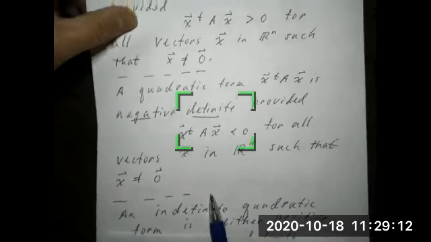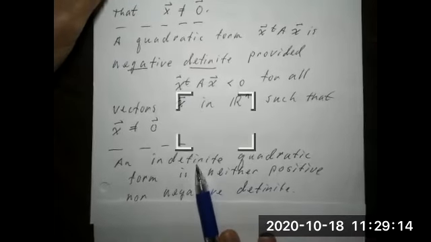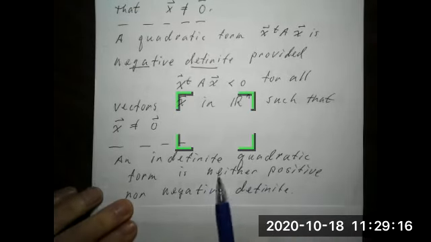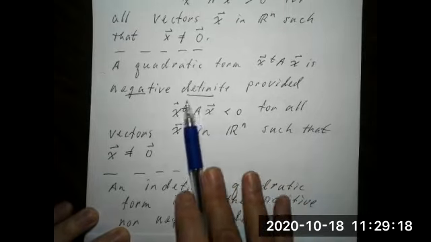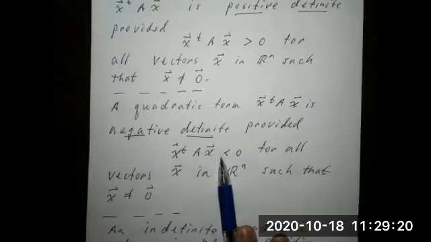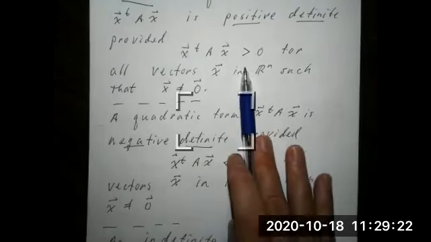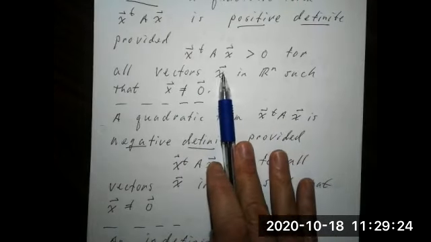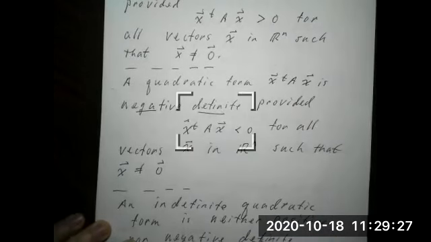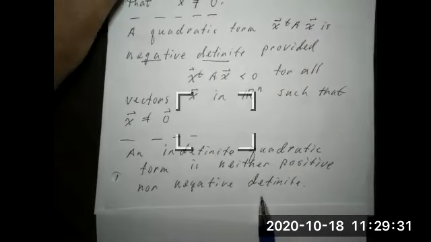An indefinite quadratic form is one for which we can have x transpose A x be negative for some values of x, but positive for other choices of the vector x. And an example of an indefinite quadratic form would be the saddle that we looked at a moment ago.